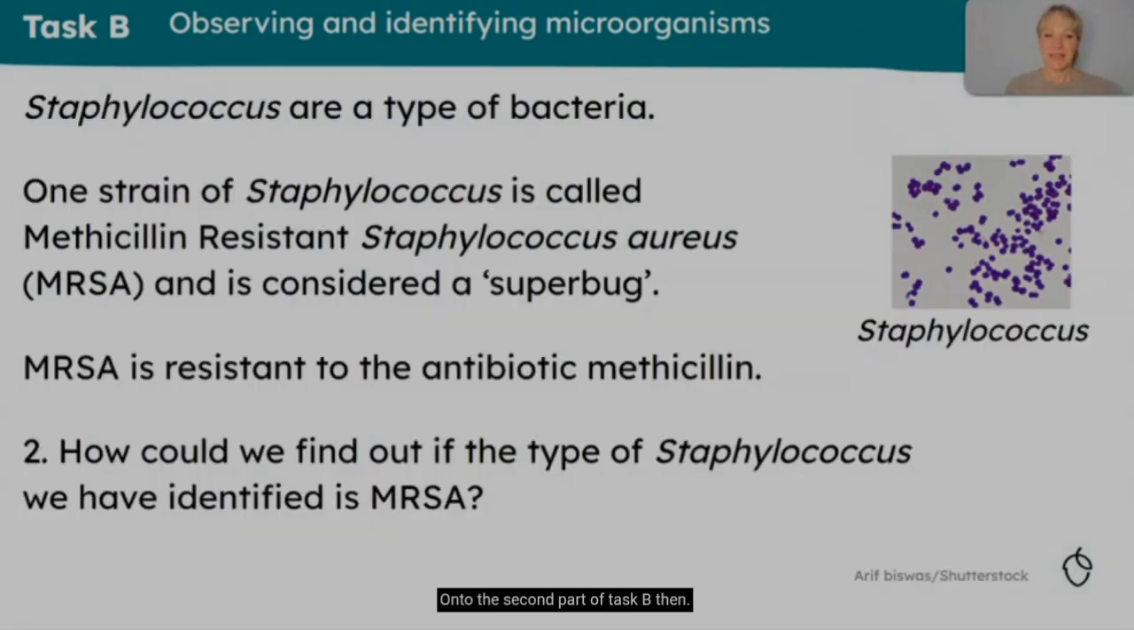On to the second part of task B then. Staphylococcus are a type of bacteria. One strain of Staphylococcus is known as methicillin-resistant Staphylococcus aureus. You may have heard of it. It stands as MRSA and is considered to be what we know as a superbug because it's really hard to kill with antibiotics. MRSA is resistant to the antibiotic methicillin. How could we find out if the type of Staphylococcus we have identified is MRSA? I'll give you a moment to think about it, but if you need more time, please pause the video.